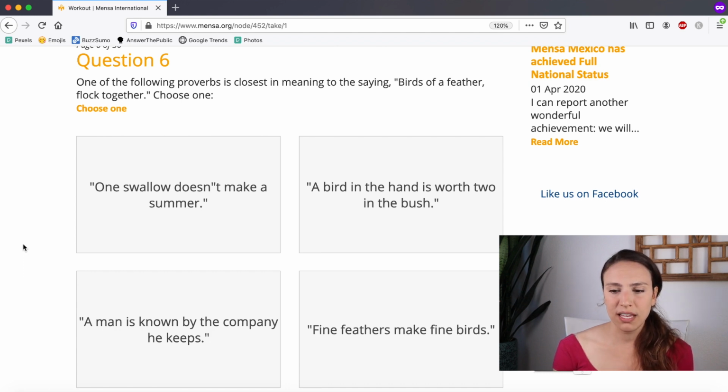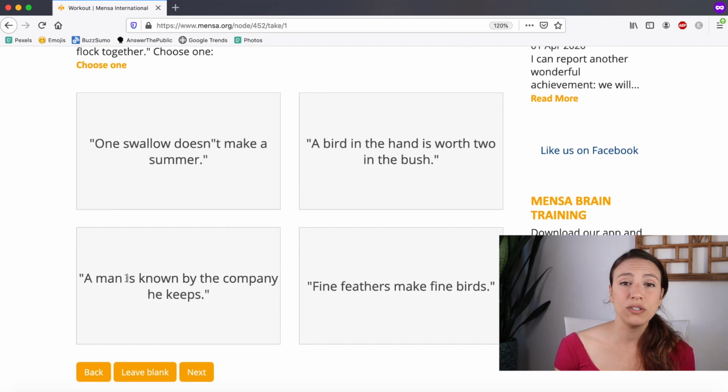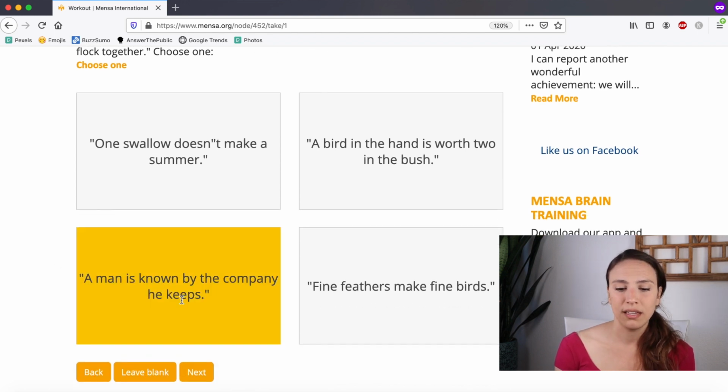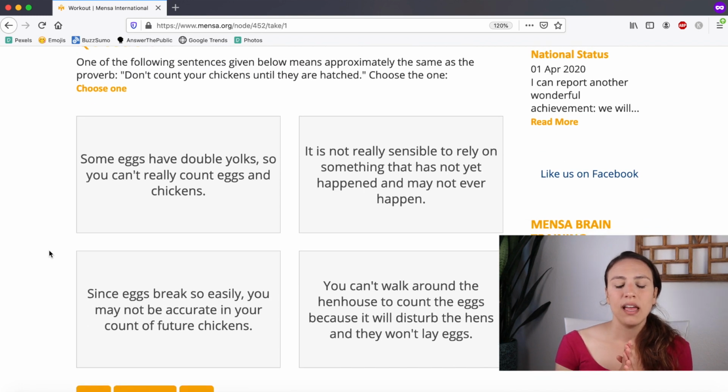So then when I look at this, a man is known by the company he keeps is the closest one to my summary or my prediction. Okay, this is very similar to the last one. Again, I read it, I come up with what I think it means in my own words, and then I look at the answer choices and try to find the closest one to my prediction.